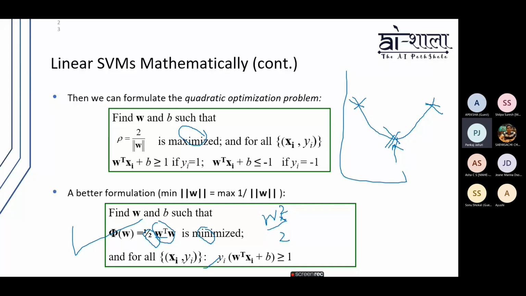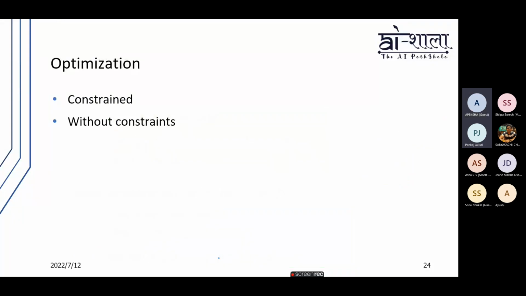Okay. Now I will just go back to your 10th and 12th class where you would do optimization. Have you studied optimization? Optimization is a completely different subject in a mathematical class where they tell you about constrained and non-constrained optimization problems. So there are two types of optimization problems.